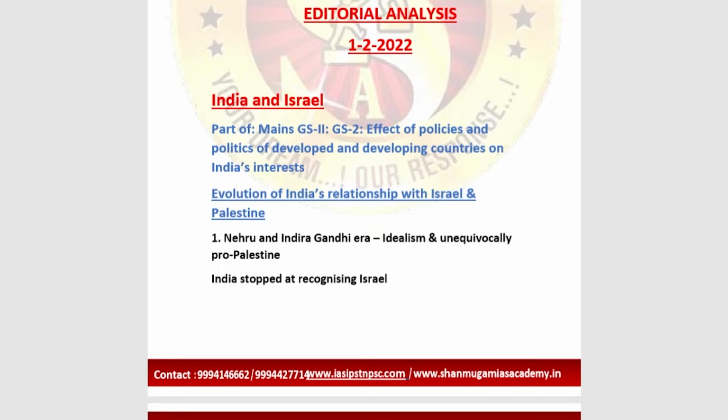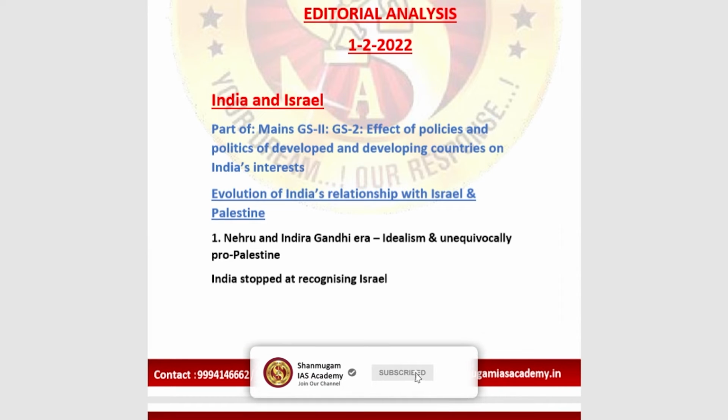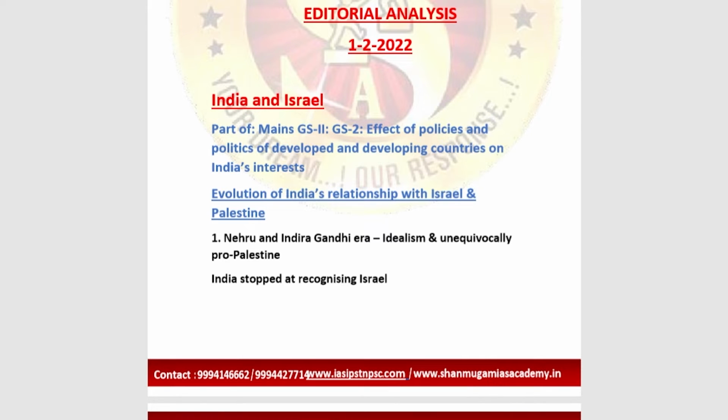We need to follow the Press Information Bureau of the Government of India's website, along with editorials from newspapers like mainly The Hindu and the Indian Express. India and Israel relations are very important. Questions can be related to Israel and its river system, where exactly it is located. They can also ask it as a mapping question. So today we are going to study this analysis.